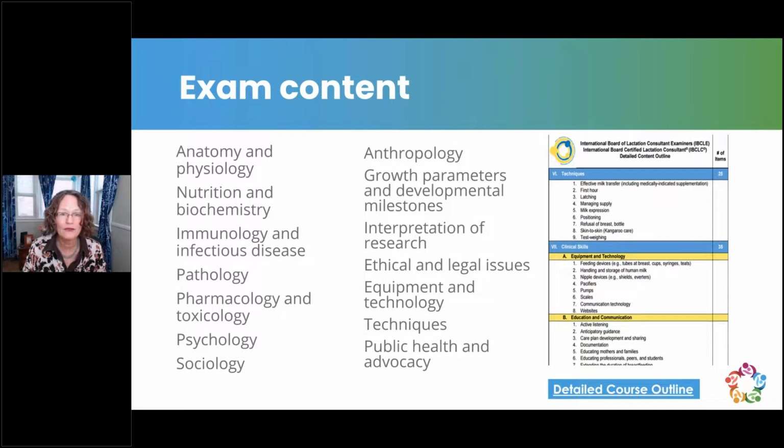I met someone at a conference prior to their sitting for the exam, and they had printed it out and put it in their conference bag to review during downtimes. So there are ways to get that studying in.